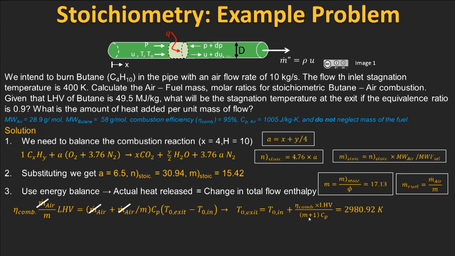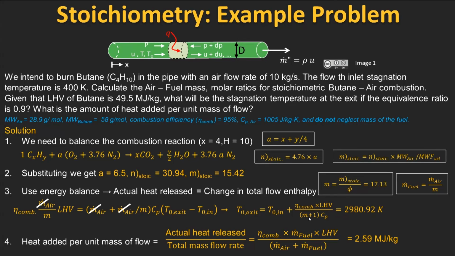Finally, we are also asked to compute heat added per unit mass of flow, as might be required in a real scramjet engine. This can be calculated as the ratio of actual heat released to the total mass flow rate, which comes out to be 2.59 megajoules per kilogram, again substituting values for each of these variables. The same procedure can be used for other fuels at different equivalence ratios to evaluate the total heat added per unit mass of flow. You will be expected to do some of this in the assessment, both for the combustor portion as well as the overall project.